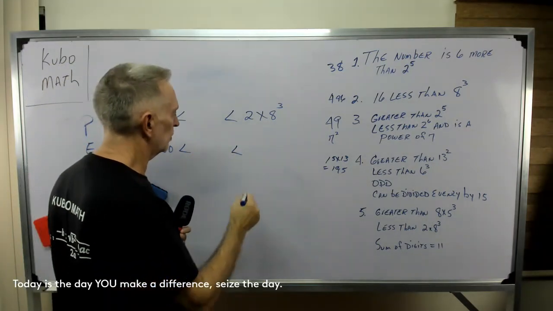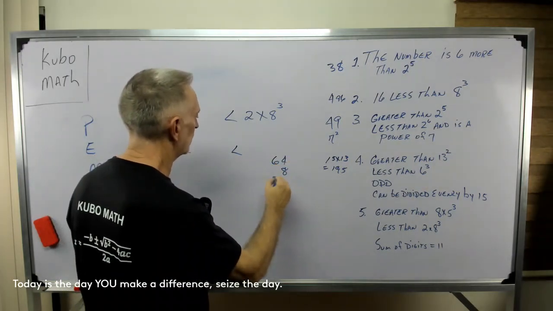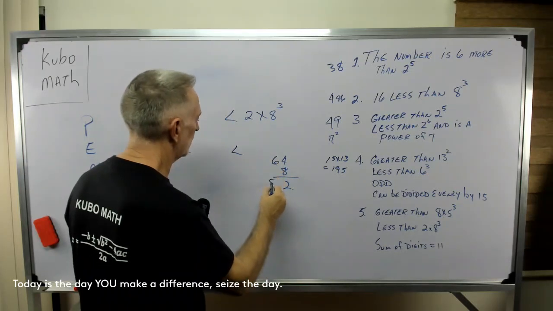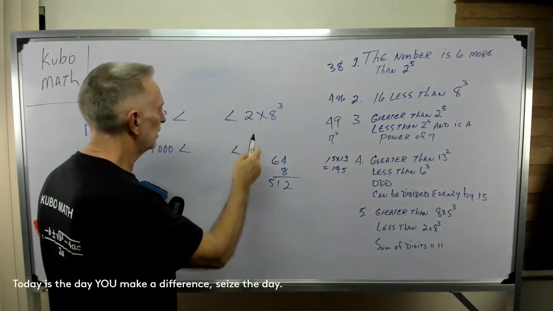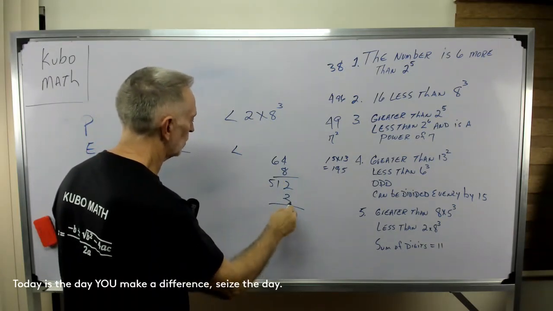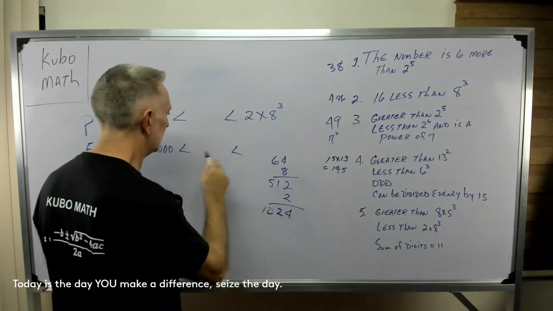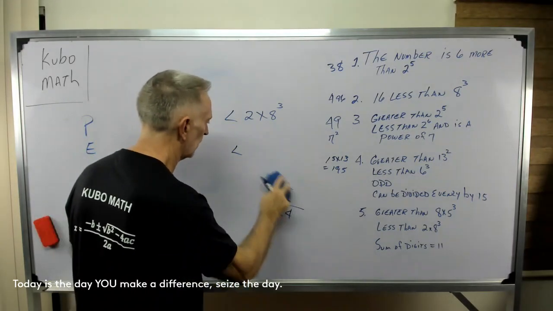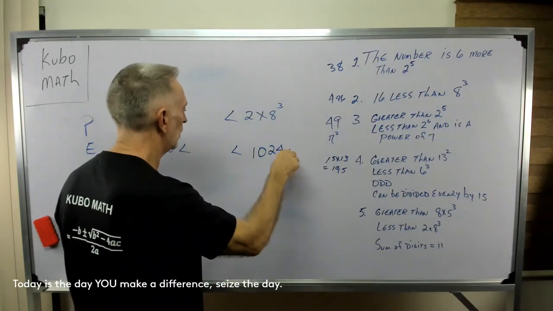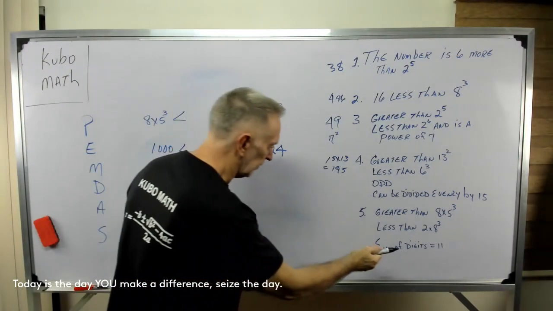8 to the third. Well, 8 times 8 is 64. 64 times 8. 8 times 4 is 32. 8 times 6, 48. We had this one earlier, didn't we? 512. Now that's multiplied times 2. 2 times 2 is 4. 2 times 1 is 2. 2 times 5 is 10. So 1024.